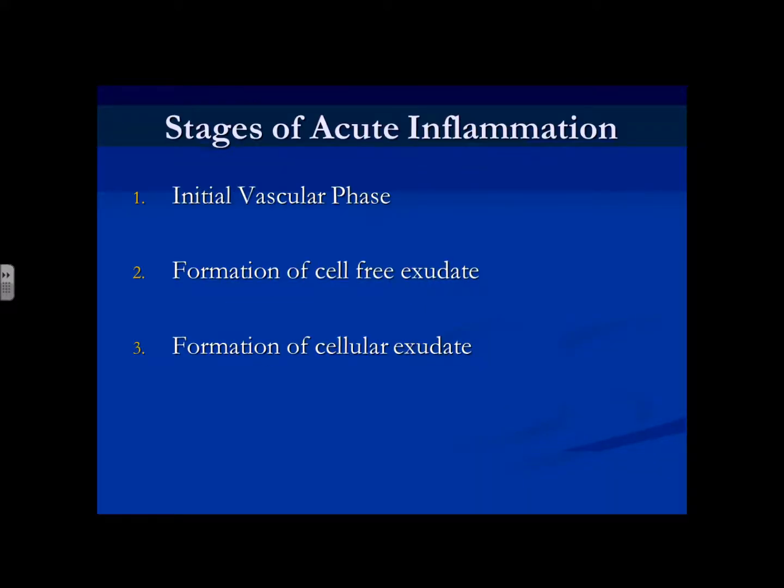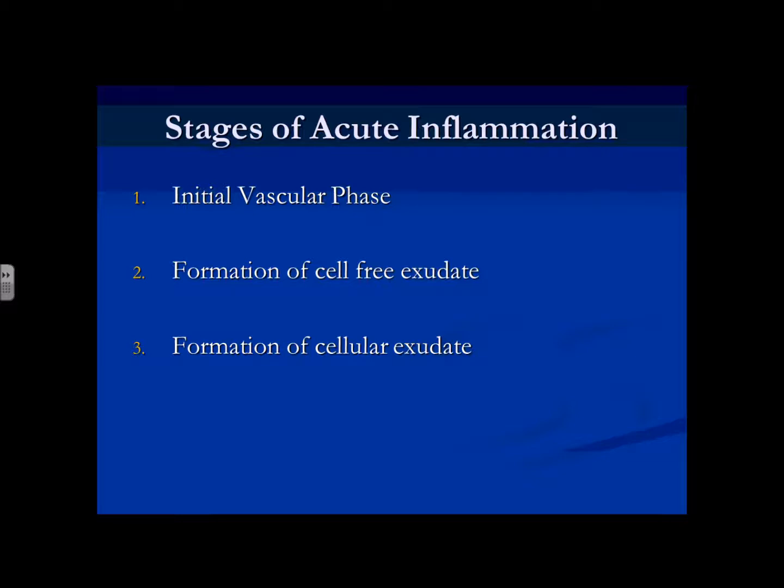So thinking about the progression of acute inflammation, what happens? You've got to remember we're talking about acute here. It's fast. These things occur quickly. And it occurs in 3 phases. These are the initial vascular phase, then we have the formation of cell-free exudate, and then the formation of cellular exudate.